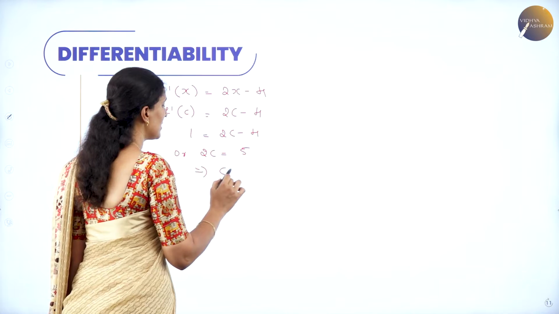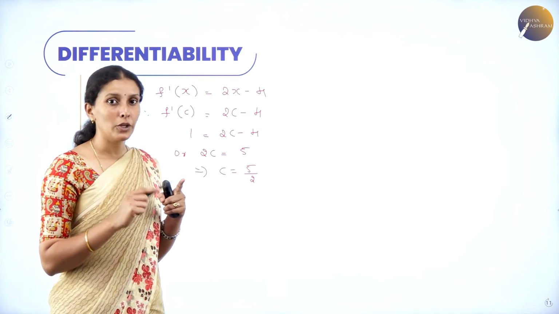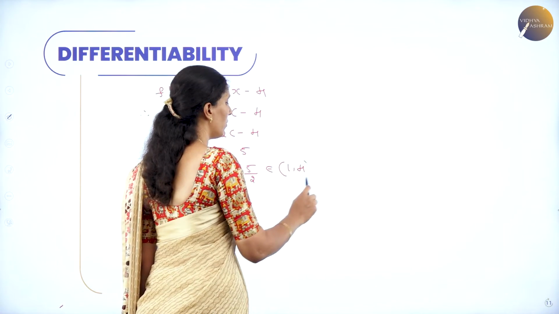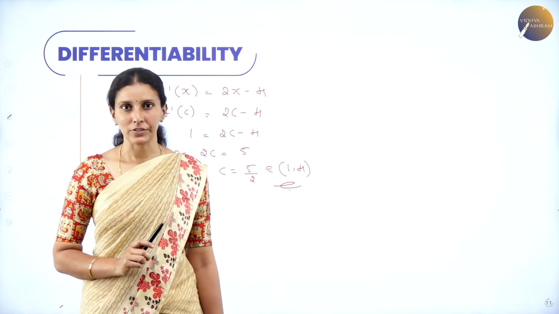So this implies C is equal to 5 by 2. So clearly 5 by 2 is nothing but 2.5. Thus this belongs to the interval 1 comma 4 and hence the mean value theorem is satisfied.